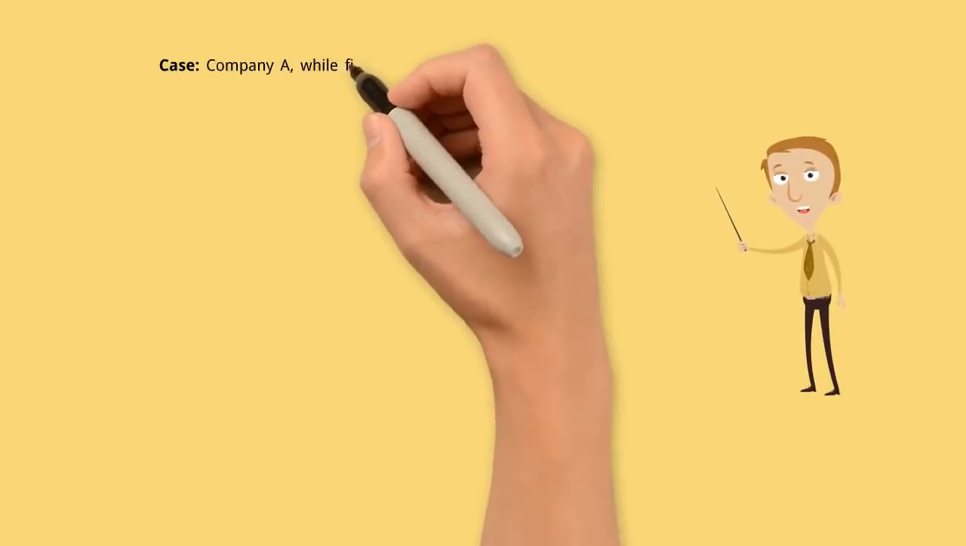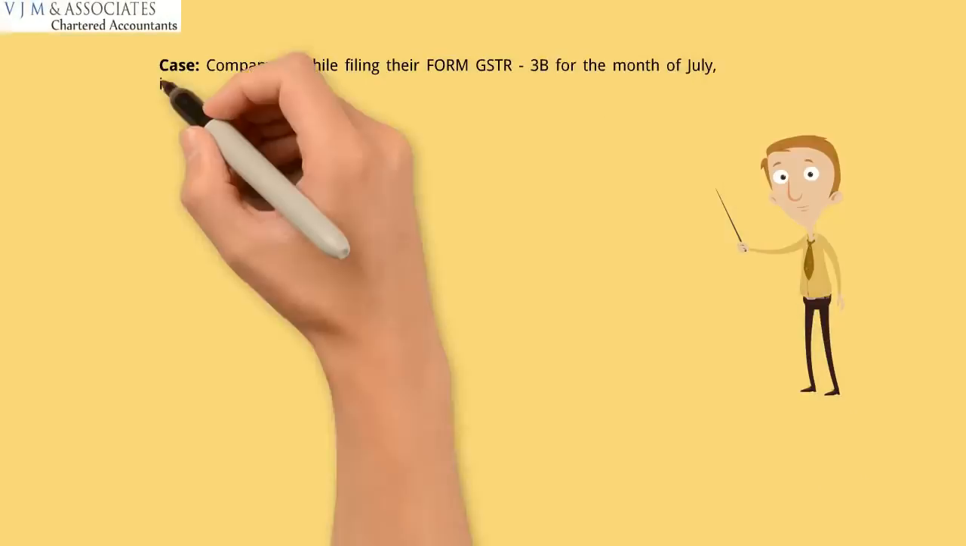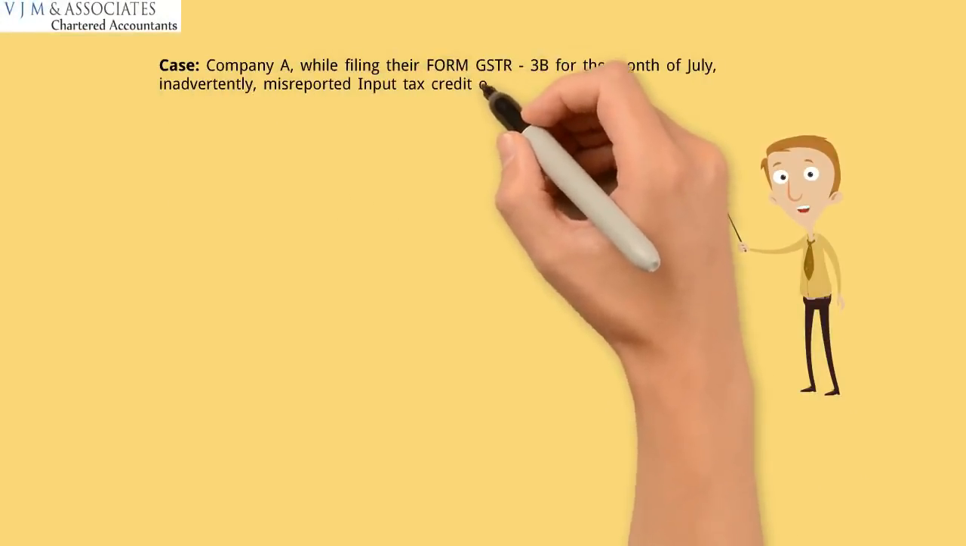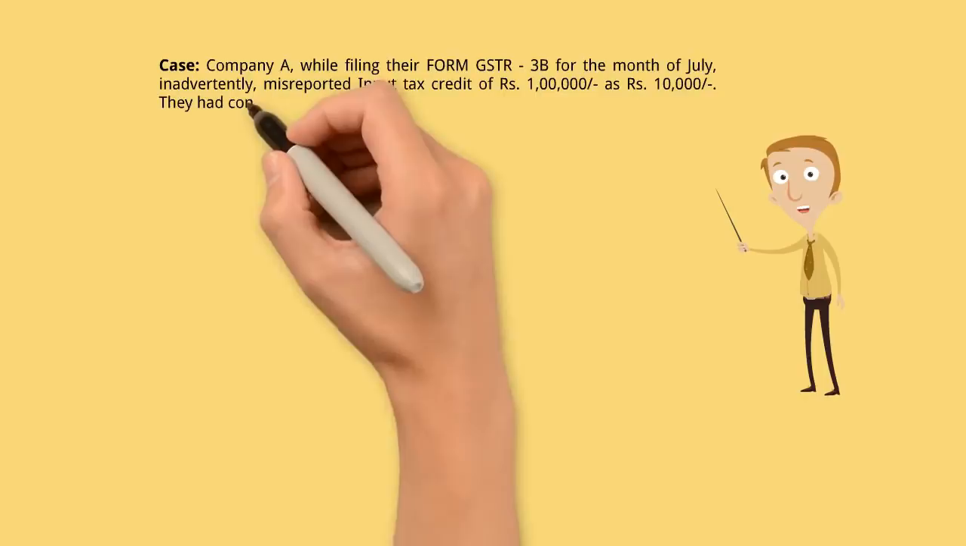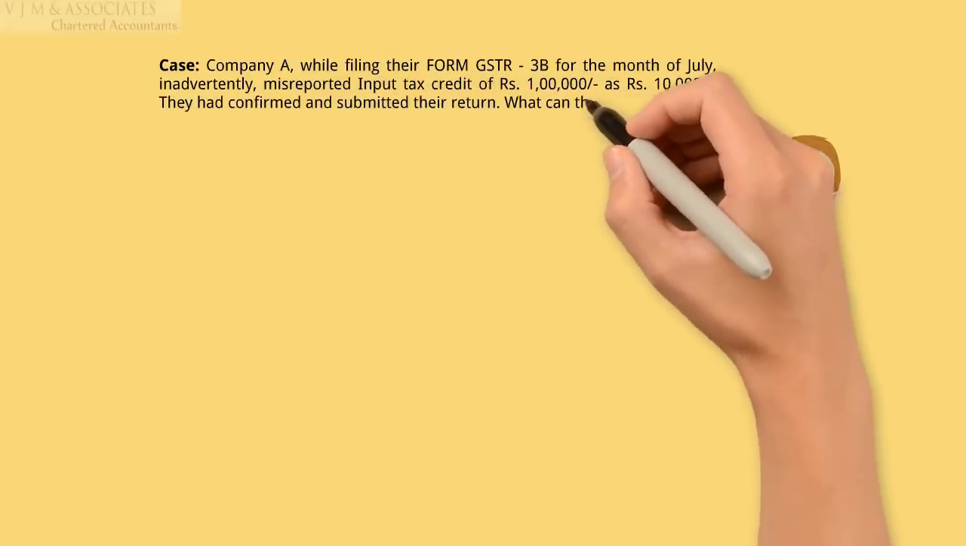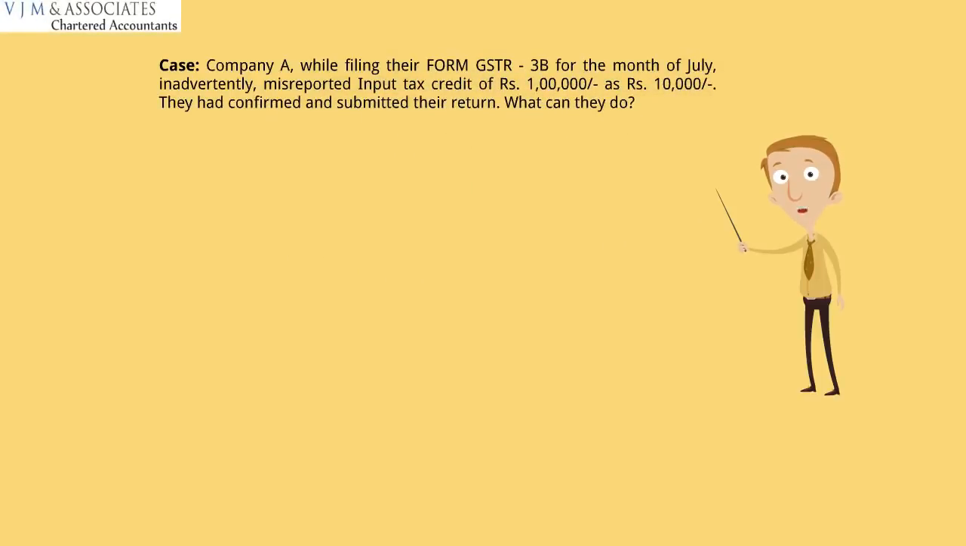Case 3. Company A, while filing their Form GSTR-3B for the month of July, inadvertently misreported input tax credit of 1 lakh rupees as 10,000 rupees. They had confirmed and submitted their return. What can they do?